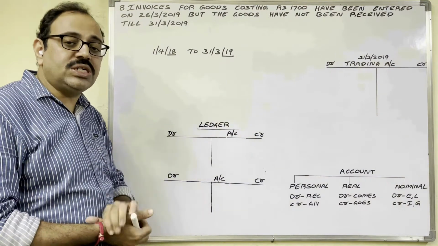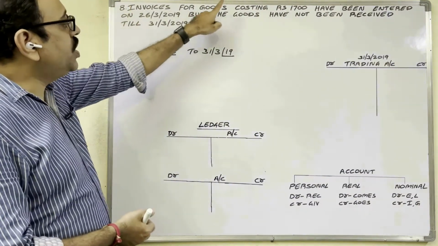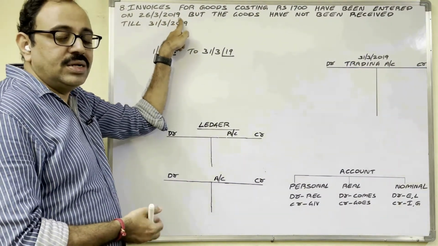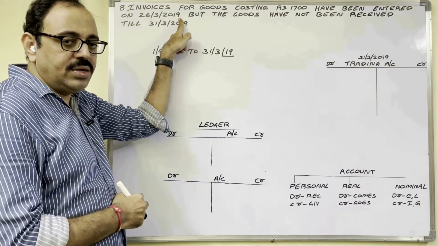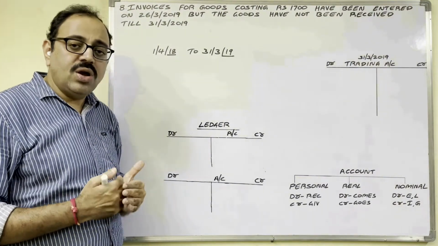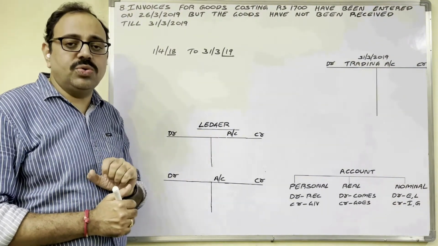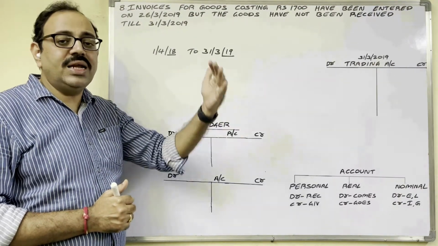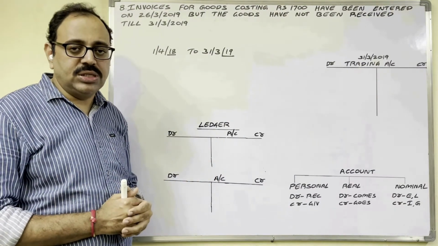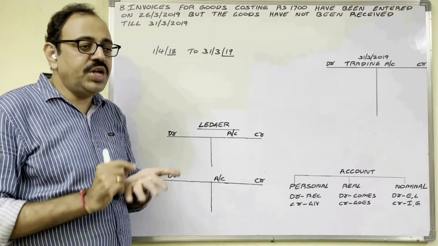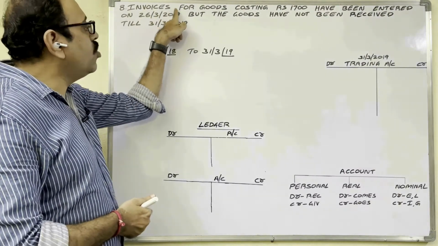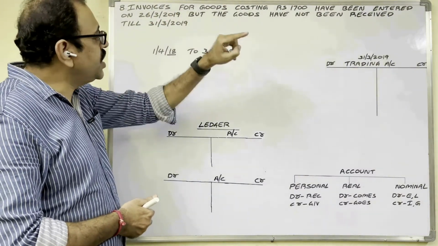How we know that this is purchase transaction? Invoices for goods costing 1700 have been entered on 26th March 2019. Till here if you observe, there is no clarity. So invoices will be generated in two cases: when we purchase goods or when we sell goods. If we purchase goods, then supplier prepares invoice and he gives that invoice to us. Inward invoice. If we sell goods to customers, then we generate invoice and we issue that invoice to customer. So outward invoice. This is inward invoice or outward invoice, there is no clarity.